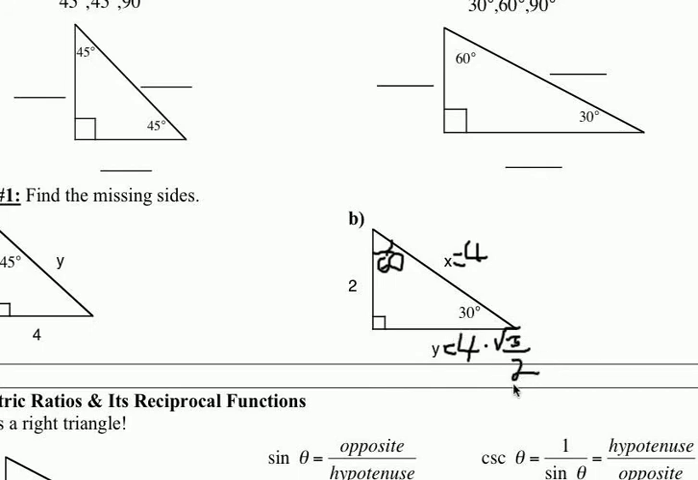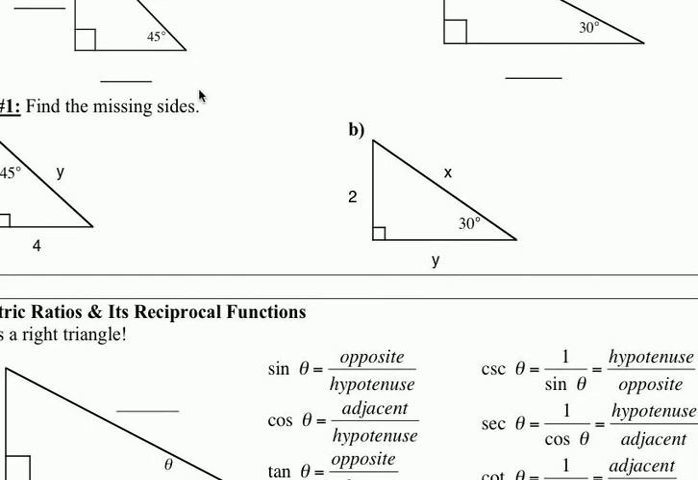4 divided by 2 is 2, so my final answer is 2 root 3. And this triangle is now solved. So those are our special triangles. We will be coming back to them time and time again in this class.